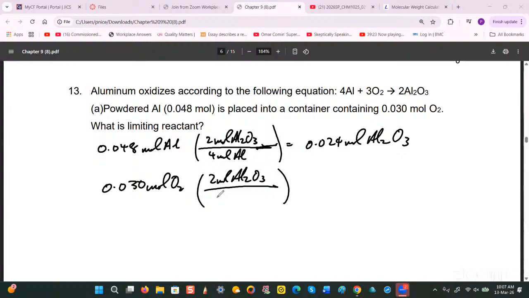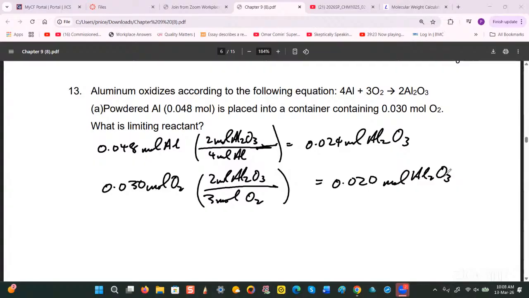Same thing? No, not the same thing. 3 moles of O2, exactly. So based on what I see here, this will be equal to 0.020 moles of Al2O3. Okay, so now that we have done those calculations, what will be the next step?